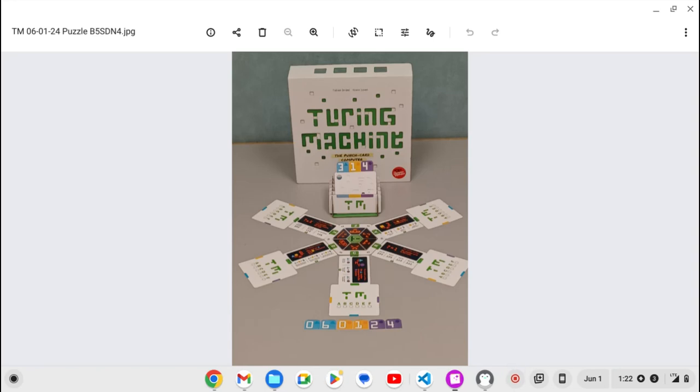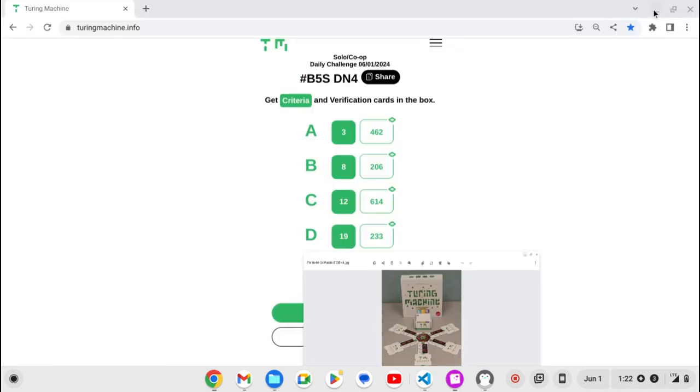Let's begin. Today is June 1st, 2024, and we're doing the Daily Turing Machine Puzzle. Today's puzzle uses 5 criteria cards and it's 5 verification cards. Let's go to turingmachine.info for the details.